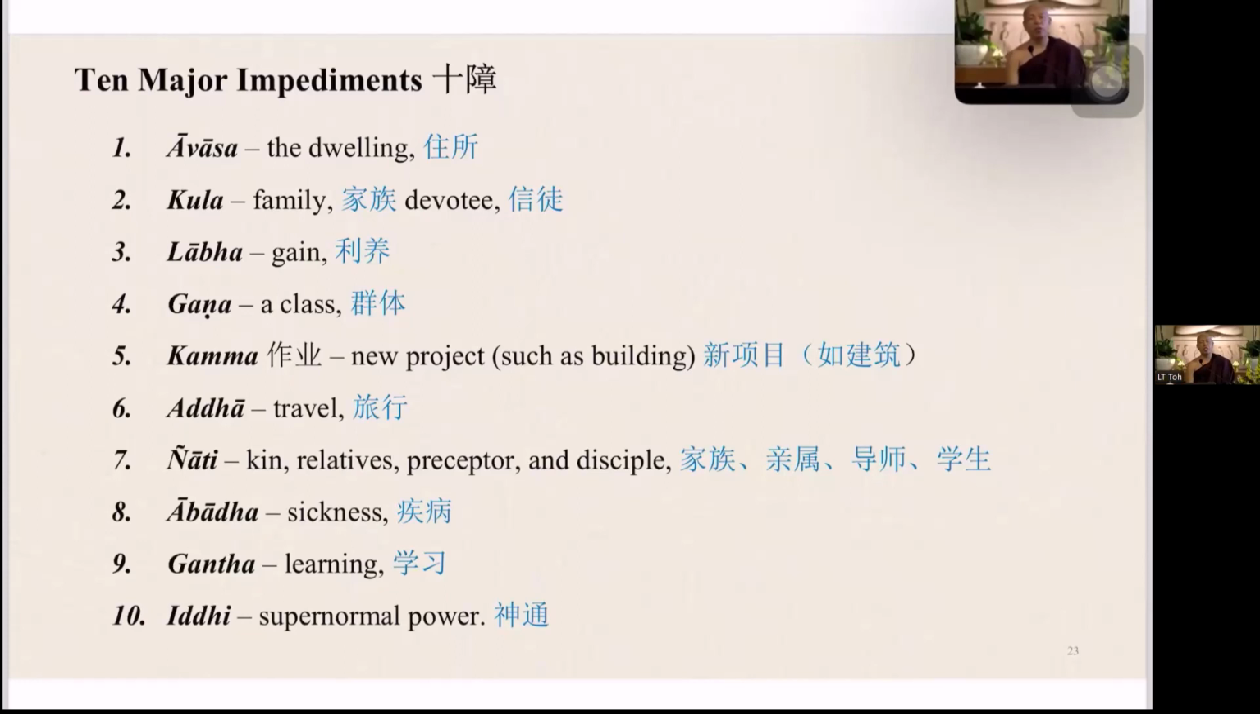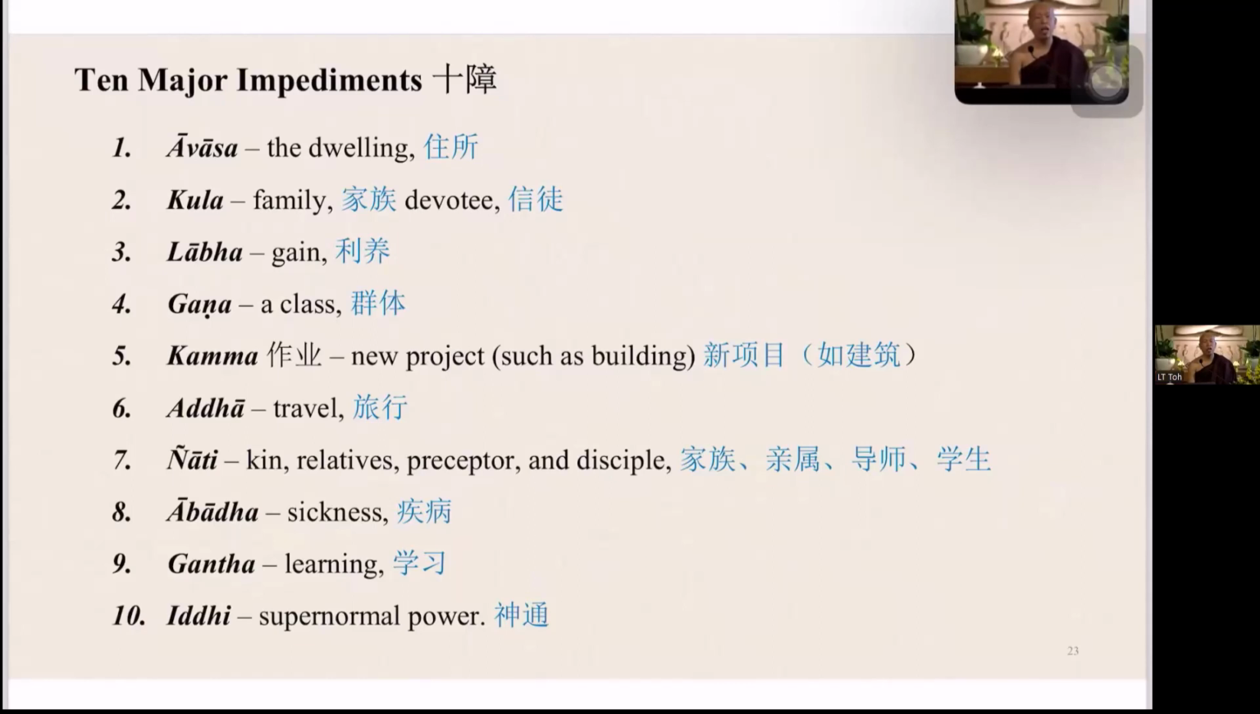There can be different types of sickness. For example, some sicknesses are very easy to recover from. Some sicknesses are not that easy to recover from, right? If we have very serious sickness and it's not easy to recover, then it becomes a very big impediment.